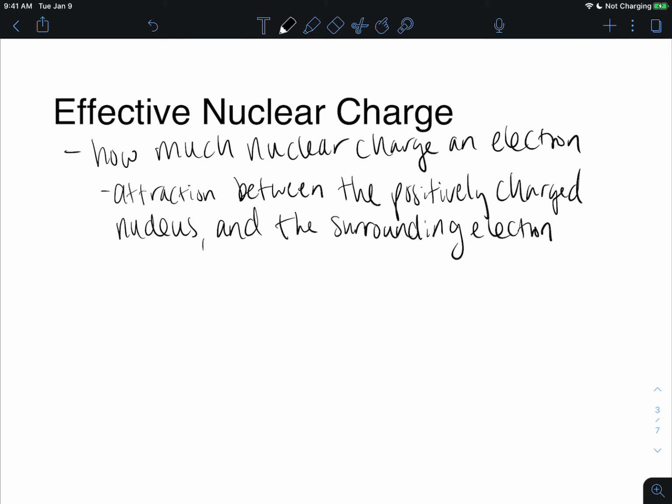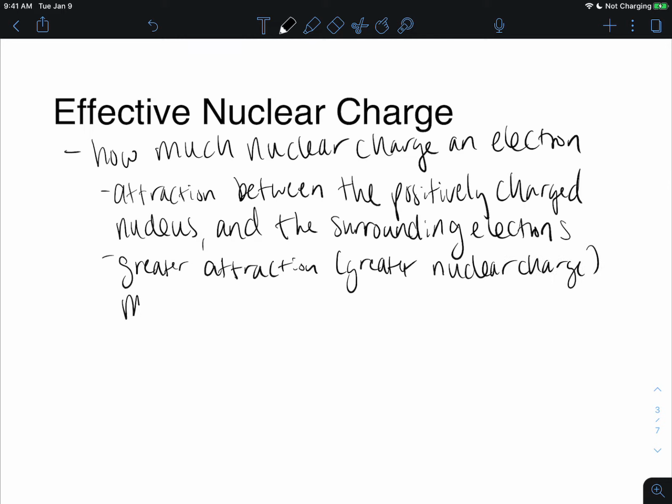The greater that attraction, the greater the nuclear charge, the more electrons are going to be pulled in. Okay? Greater attraction due to greater nuclear charge. More pull on the electron density. Okay. So, like I said, it's going to basically describe our pull of those electrons.